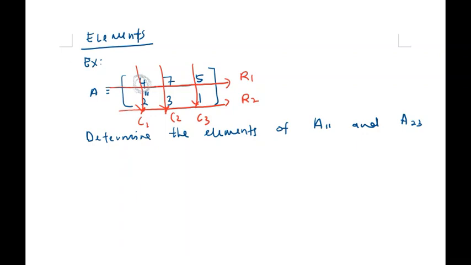Number 7 is at row 1, column 2. 5 is at row 1, column 3. Number 2 is at row 2, column 1. Number 3 is at row 2, column 2. The last one, number 1, is at row 2, column 3. So determine the element of A11. It is equal to number 4. Yes, correct. And A23 is equal to number 1.